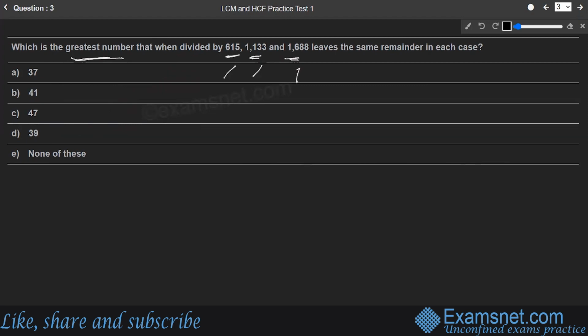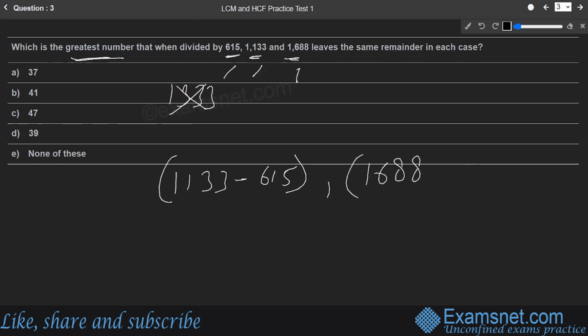Okay, for finding out the HCF of these three numbers, we should first find out the differences between any two of them. If there are three numbers, we need to find any two differences. So we can take 1133 minus 615. And the other difference can be anything. Any two numbers can be taken together to find the difference.